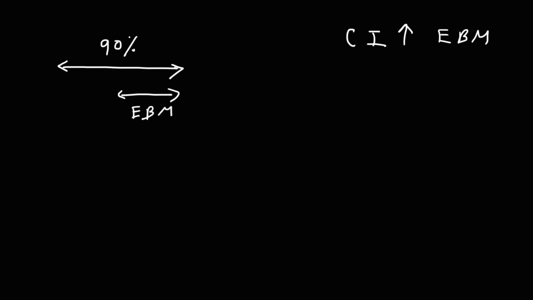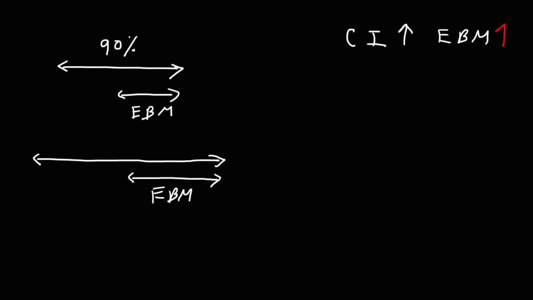Now, let's say we increase the confidence interval from a level of 90% to a level of 95%. A 95% confidence interval will be longer than a 90% confidence interval. So because the EBM is half of that, the EBM is going to be longer as well. So as you increase the length of the confidence interval, the margin of error increases as well because they're directly related. The EBM is half of the confidence interval. Now what about if we increase the sample size? What effect will that have on the margin of error?